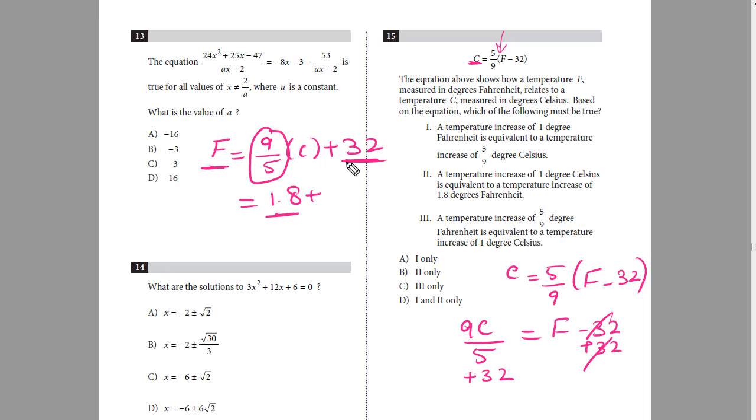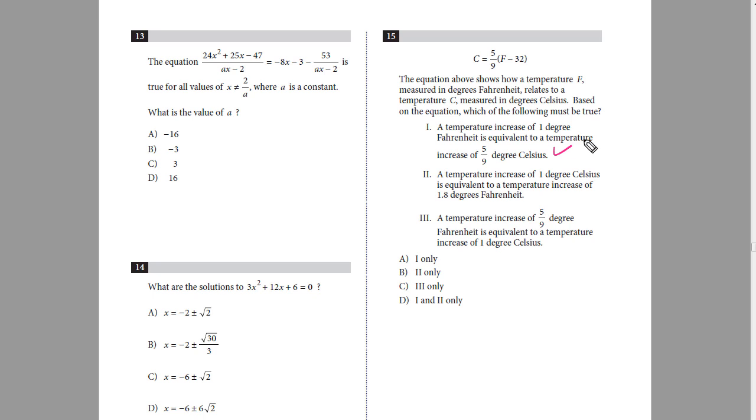The increase will be 1.8, and the total temperature will be 33.8, because 1.8 has been added into 32. So you see, the increase in temperature from 32 to 33.8 is 1.8 degrees Fahrenheit. So this statement also seems to be true. Now let's check the third one.